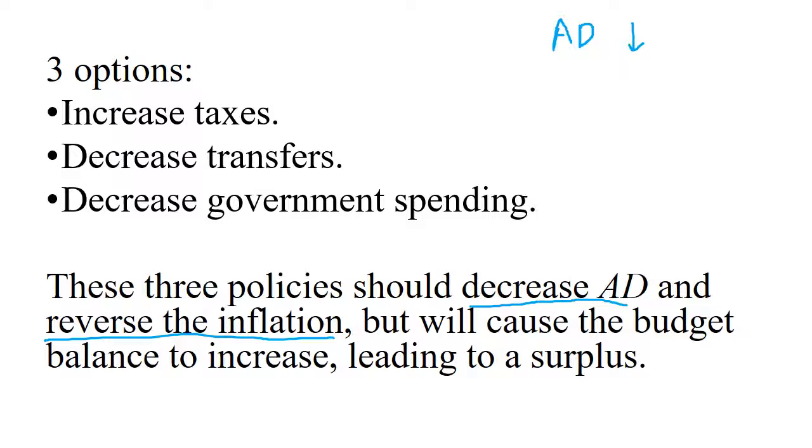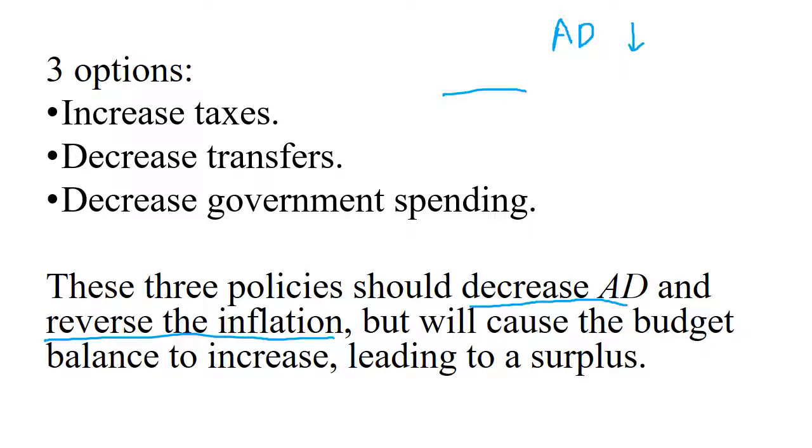Taxes add revenue, so that would make it increase. And transfers and government spending take money away from the budget, so when they get smaller, the budget balance increases, which creates a surplus. Now that might sound like, wait, that's a good thing. And for the budget, it is. But think about it from the fiscal point of view. Fiscal is political. This is done by President and Congress.